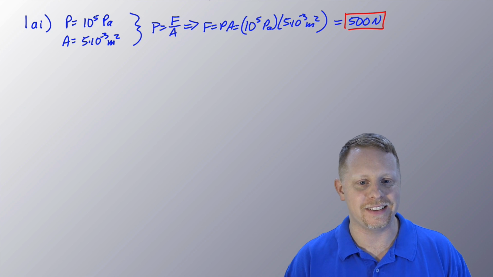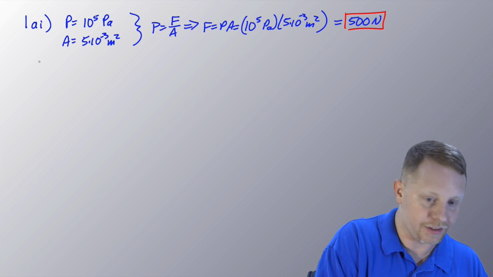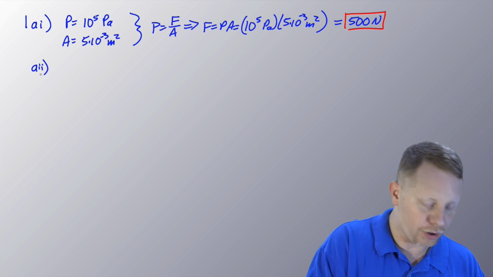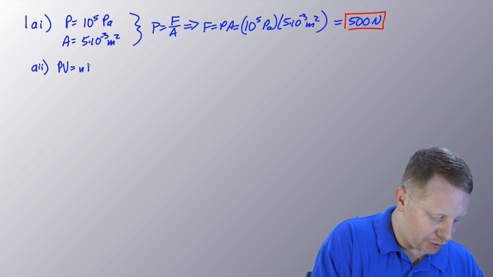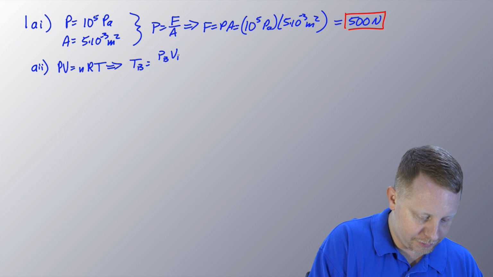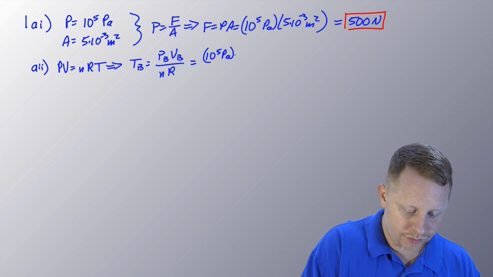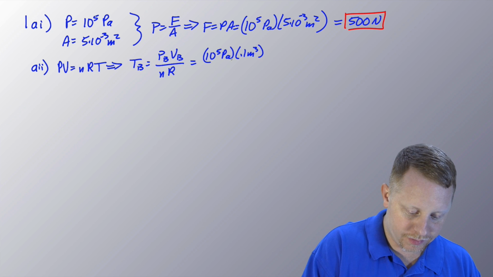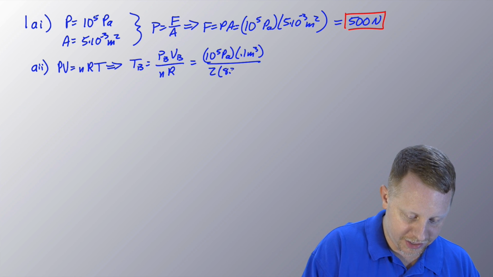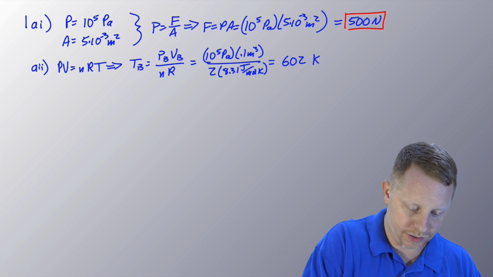Now for A2, it's asking us to calculate the temperature of the gas in state B and indicate the microscopic property of the gas that is characterized by the temperature. All right, well, we can use the ideal gas law to find the temperature in state B. So this will be A part 2. We can use the ideal gas law, PV equals nRT. Therefore, the temperature at B is going to be the pressure at point B times the volume at B divided by nR. Pressure at B is 10 to the 5th pascals. Volume at B, 0.1 cubic meter. N, we've got 2 moles of gas, and then our gas constant, 8.31 joules per mole Kelvin. Run that through my calculator, and I come up with about 602 kelvins.